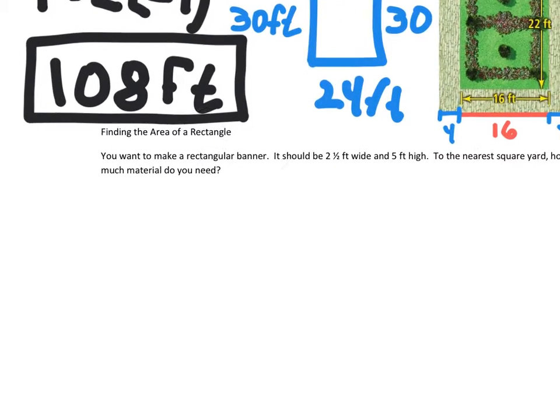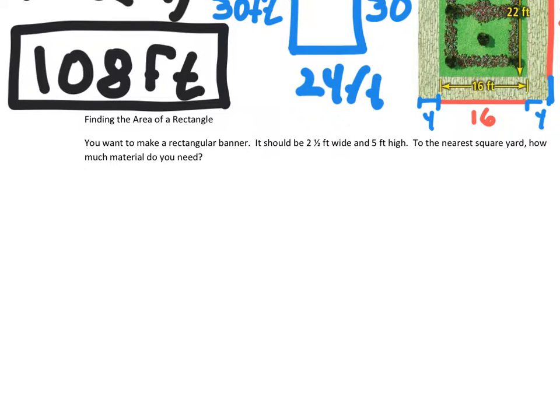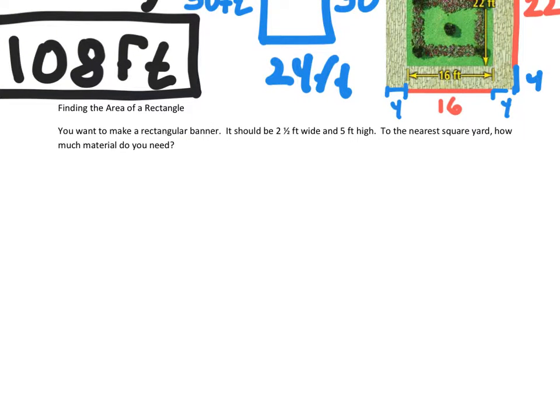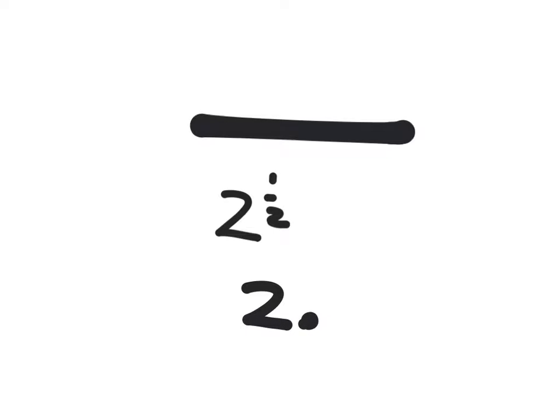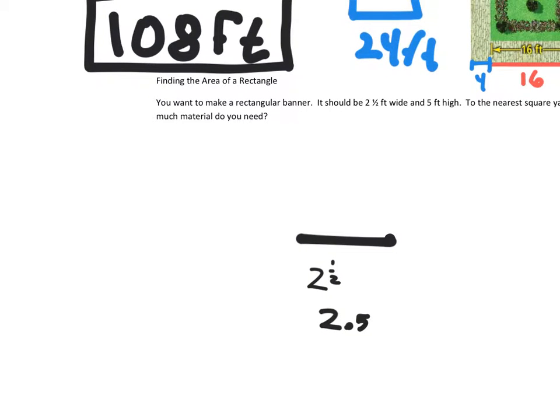All right, so let's move on to, we just did perimeter, of now finding the area of a rectangle. You want to make a rectangular banner. And that's going to give us some dimensions. Then we can draw a picture. The picture doesn't necessarily have to be to scale. It's just going to help us visualize the scenario. So it says it's going to be 2.5 feet wide. All right, so here is our 2.5 feet wide. Which we talked about how we won't really use mixed numbers that often in here. So you might want to just think about this as a 2.5. And then it says the banner is 5 feet high.